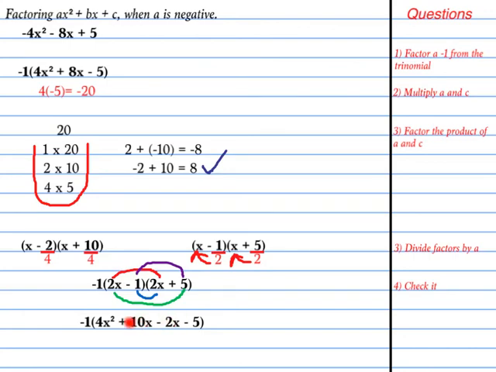Keep in mind you want to go ahead and simplify. And then finally distribute your negative in. It's going to change the sign of everything in the parentheses. And that gives me -4x squared minus 8x plus 5, which does come back to my original. Go ahead and take a moment, pause, and copy before continuing on.